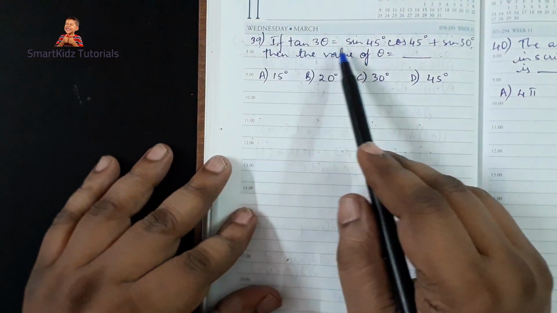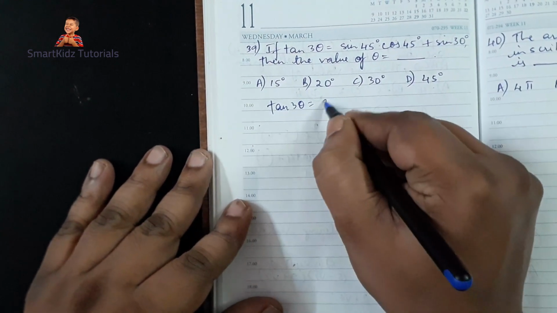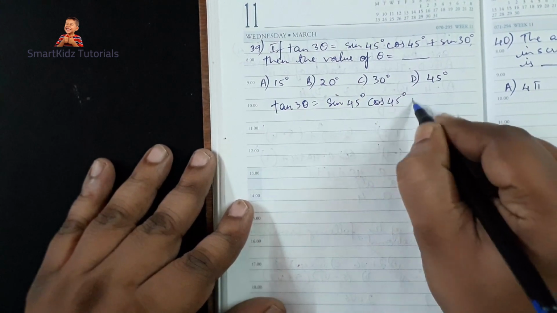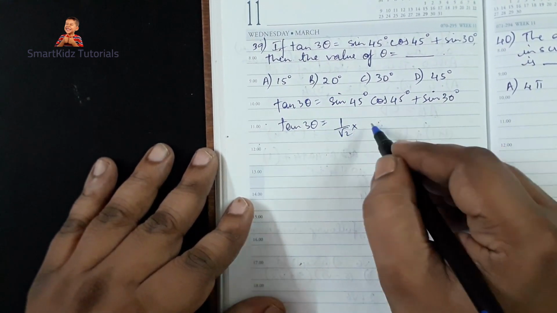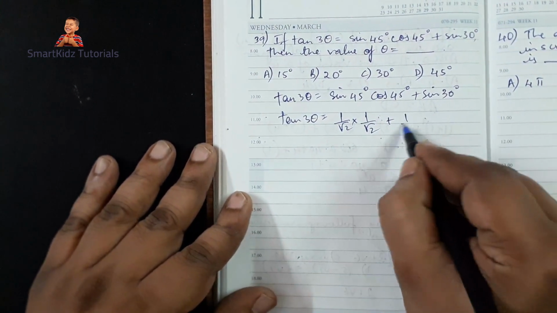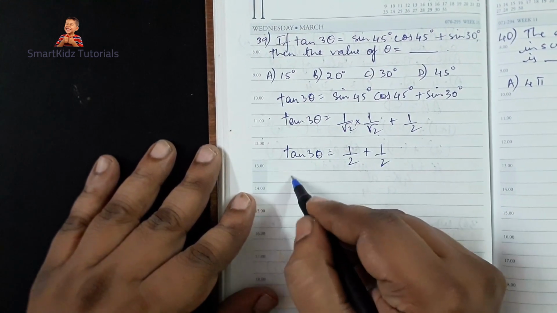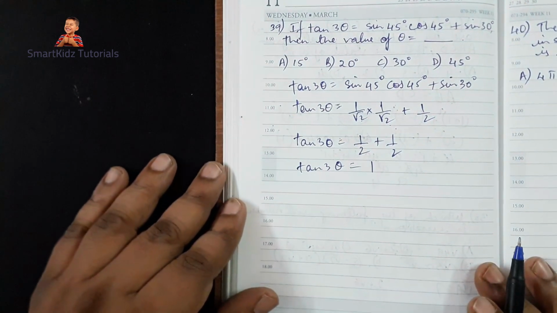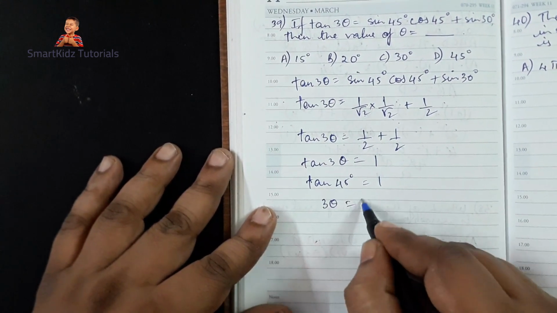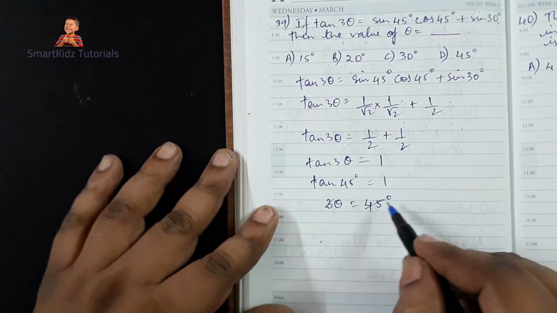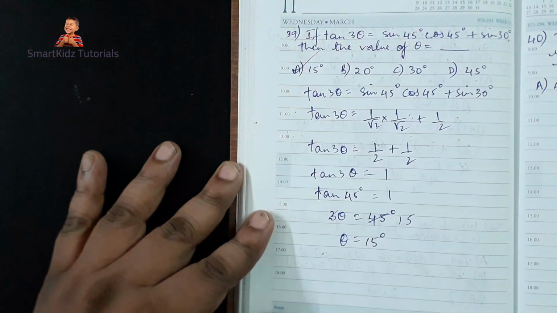39th question, if tan 3 theta equal to sine 45 degrees cos 45 degrees plus sine 30 degrees, then the value of theta is dash. Let's find out. Tan 3 theta equal to sine 45 degrees cos 45 degrees plus sine 30 degrees. Sine of 45 is 1 upon root 2 into cos 45, which is also 1 upon root 2, plus sine of 30, which is half. Tan of 3 theta equal to 1 upon root 2 into root 2 is 2. So we will get half plus half. That gives us tan 3 theta equal to 1. Half plus half is 1. Tan 3 theta. We also know that tan of 45 degrees is also 1. That means 3 theta should be equal to 45 degrees. If we divide by 3, 3 ones are 3, 3 fives are 15. So that means theta is equal to 15 degrees. And hence A is our correct choice.